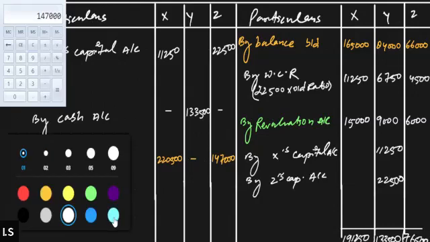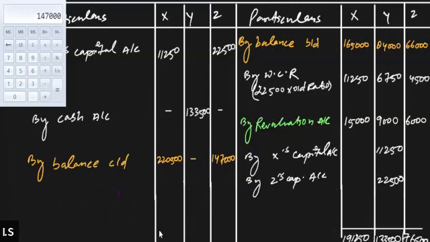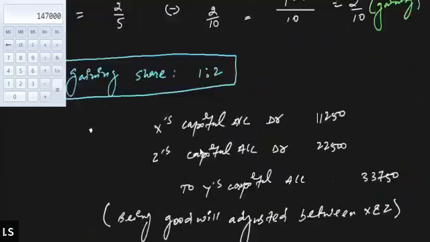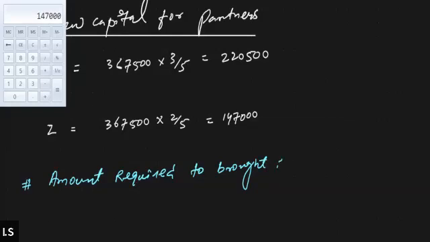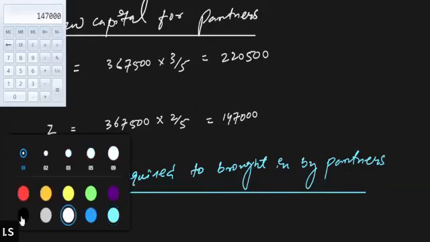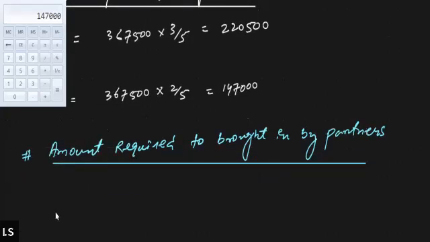All right, now let's total the partner's capital account one more time. Whatever balance difference arises will be transferred to the cash account. That means that much cash needs to be brought in by X and Z. Or let me do this right here. See, we just found out the new capital for the partners, right? So let's quickly find out how much cash both the partners will have to bring in to adjust their closing capital to 2,20,500 and 1,47,000, as per the new PSR.